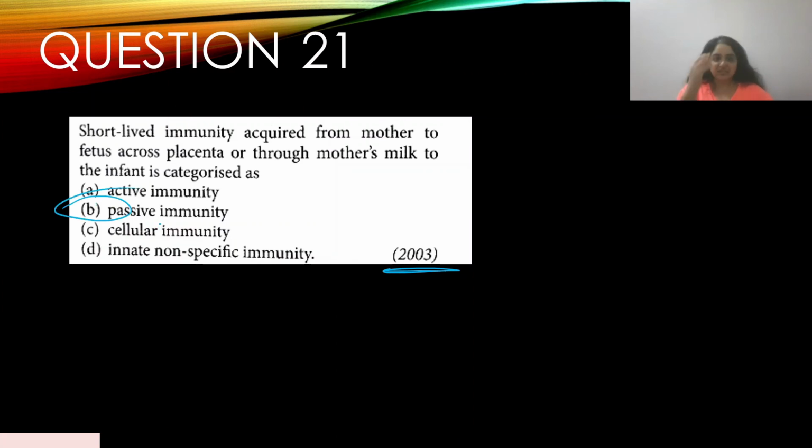Passive immunity is what's responsible when the antibody is just handed over to you. It's passive. You're not really doing the job of creating these antibodies or activating T cells, right? So in this case, we are talking about antibodies. The mother is basically handing over the antibodies to the infant or to the fetus when she's pregnant. So this is called passive immunity. Answer is B.